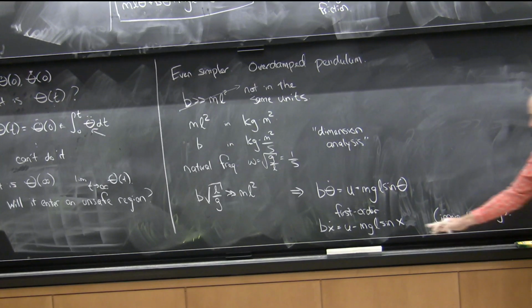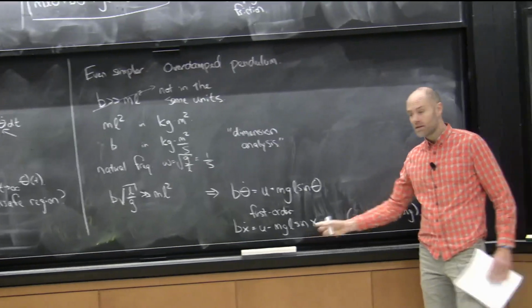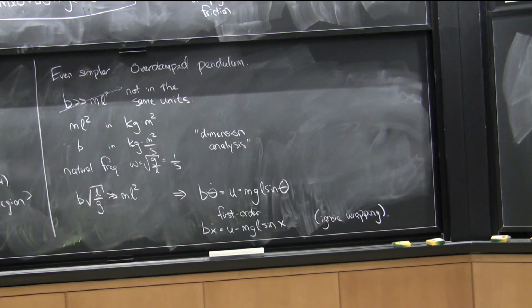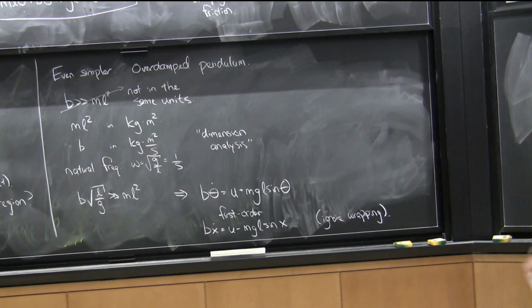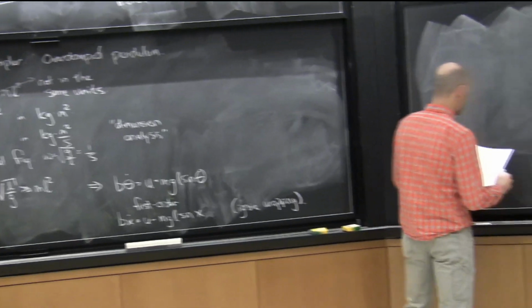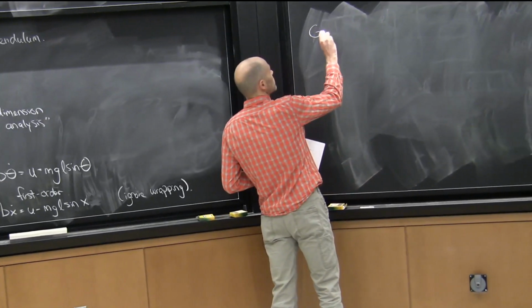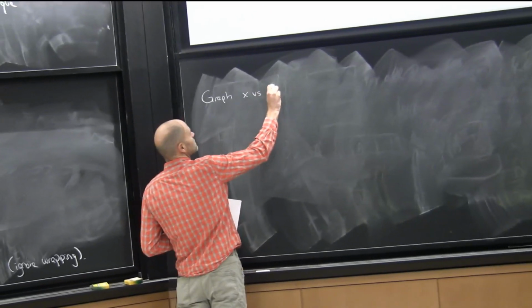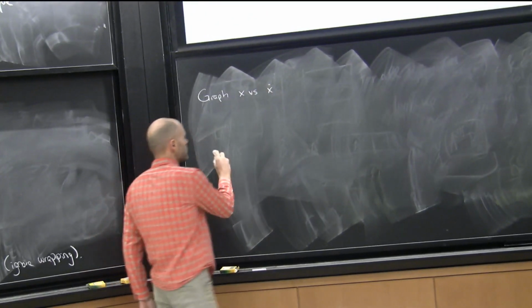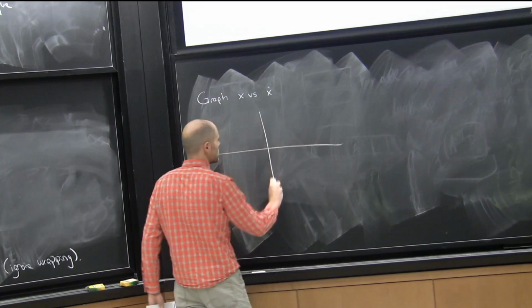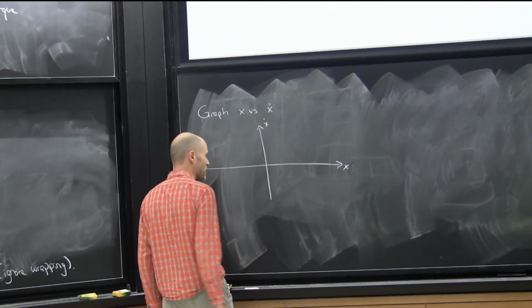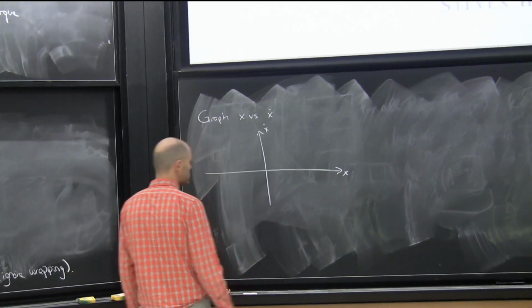We haven't lost this troublesome sine x, the one that causes us our problems. And you're going to see why. I mean, you already have a sense physically for why, but let's see it. If we graph x versus x dot, okay? Then we can quickly learn a lot about the system.